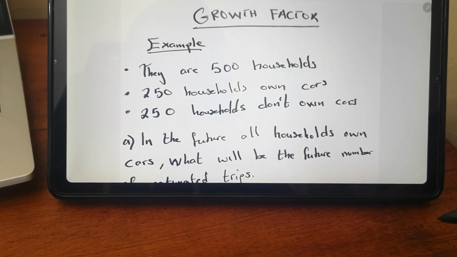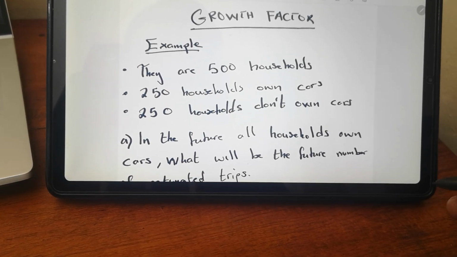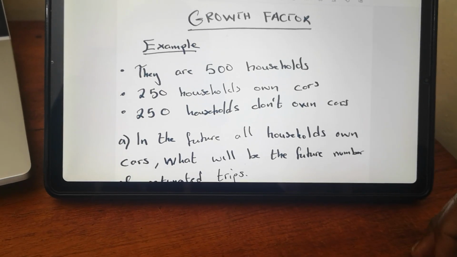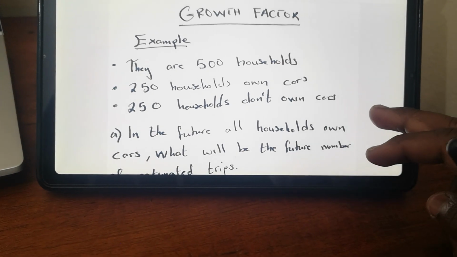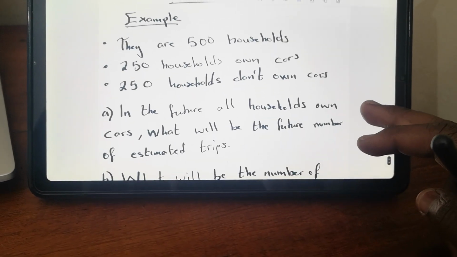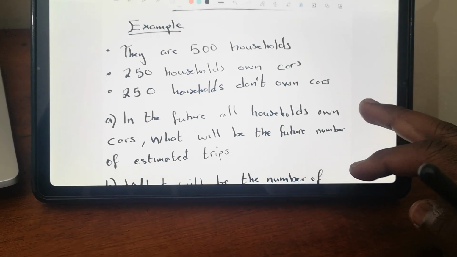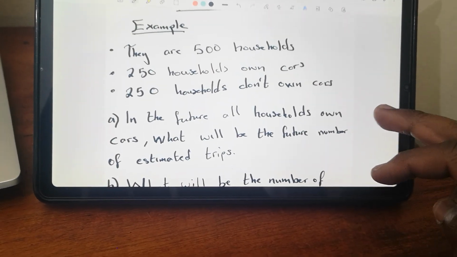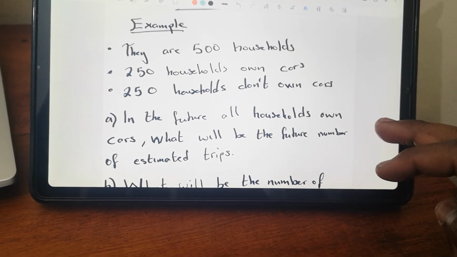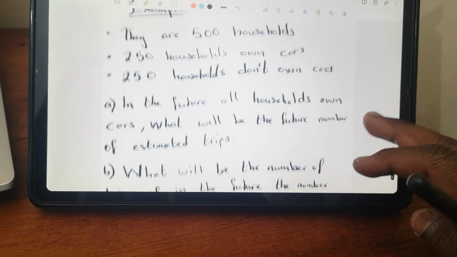So today we are going to look at the growth factor method in transportation engineering, under trip generation. I know it's been a while since I made one of these. I hope this helps. Okay, so in this example I would like to address two sets of questions.